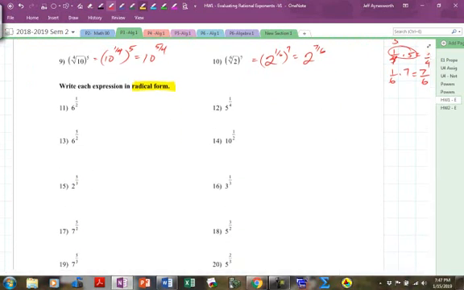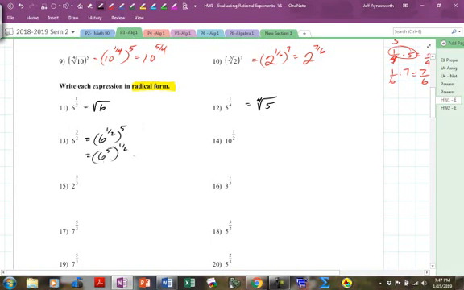Okay, so on this one here, we got 6 to the 1/2 power, and this is the square root of 6. All right, 5 to the 1/4 power is the 4th root of 5. And on this one here, I'm going to rewrite this as 6 to the 1/2 raised to the 5th. Actually, you know what, I'm going to reverse that. I'm going to write it as 6 to the 5th raised to the 1/2. And that's going to be equal to the square root of 6 to the 5th.